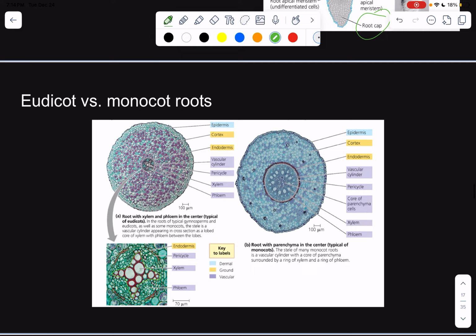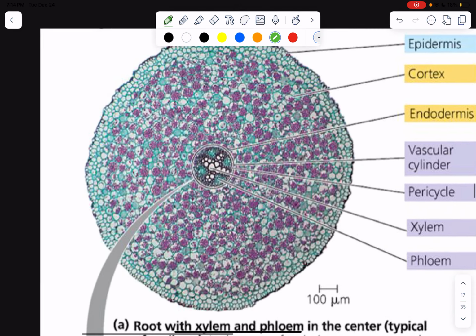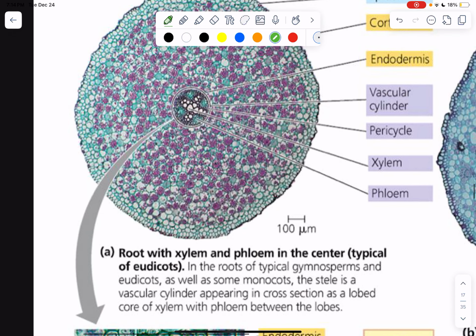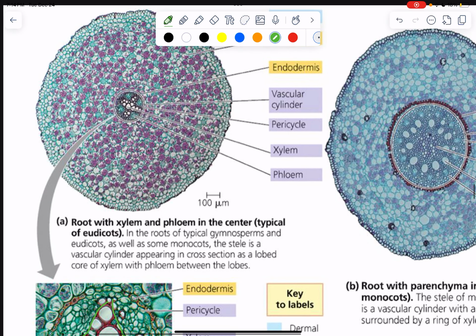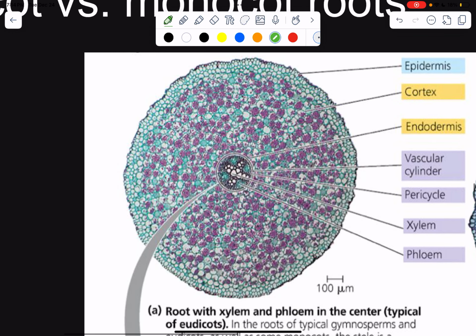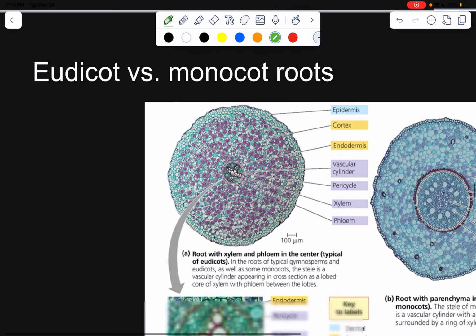And if we look at a real-life example here, in the buttercup species, we can see that all the parts are there. We can see the star of the xylem. We can see the surrounding phloem as well.